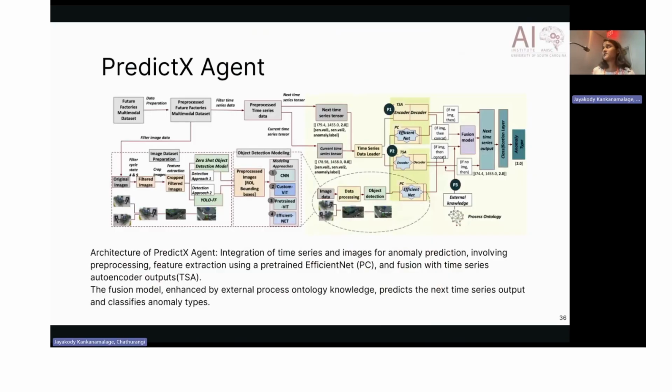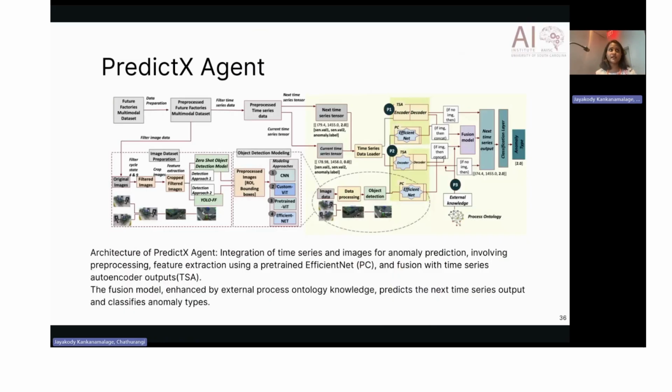And so, Ranjit explained we have 4 different agents. Now I'm going to explain each of these 4 agents separately, with their architectures and more technical details. This is the architecture of the PredictX agent, which is doing the anomaly prediction. It looks so complex, but I will just explain briefly what it includes and what it is doing.